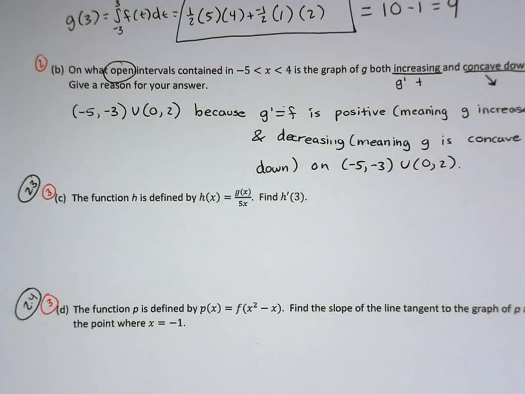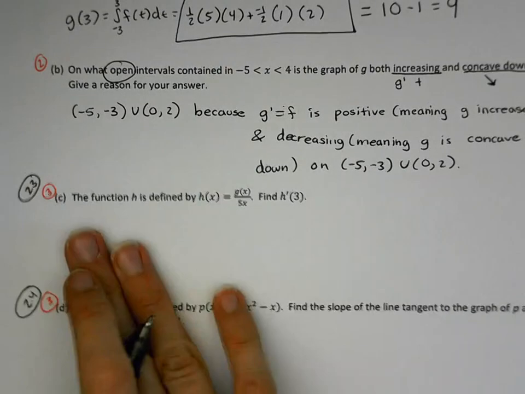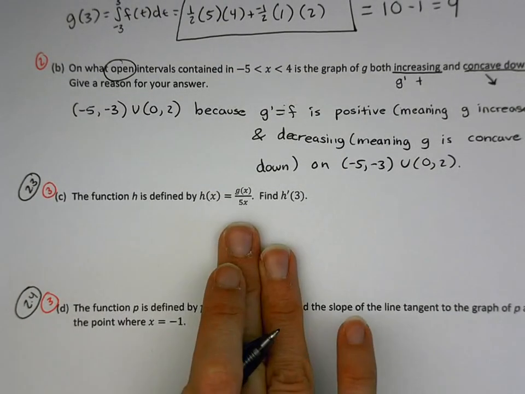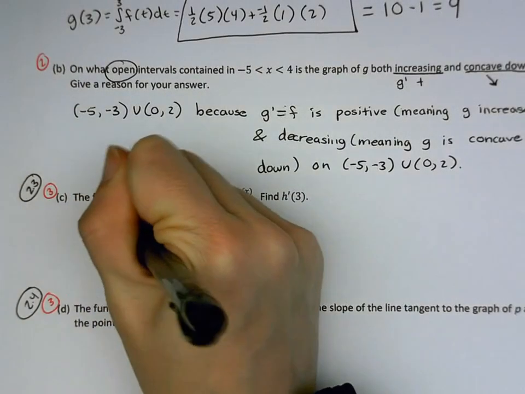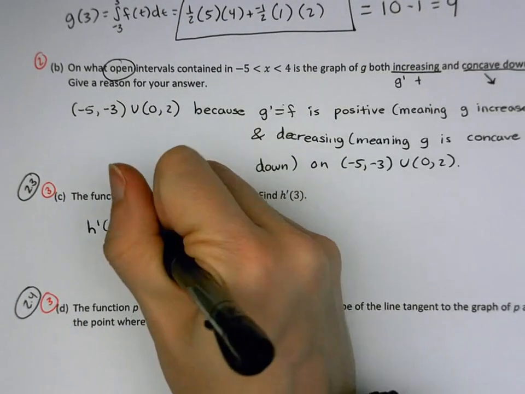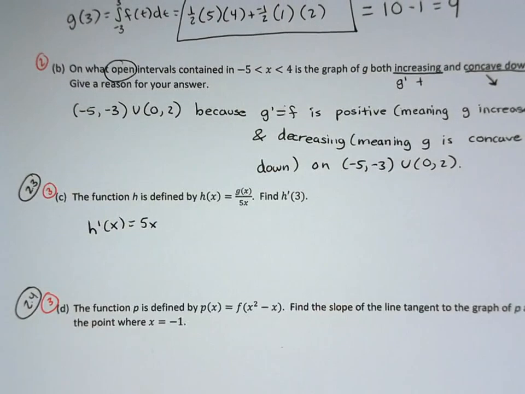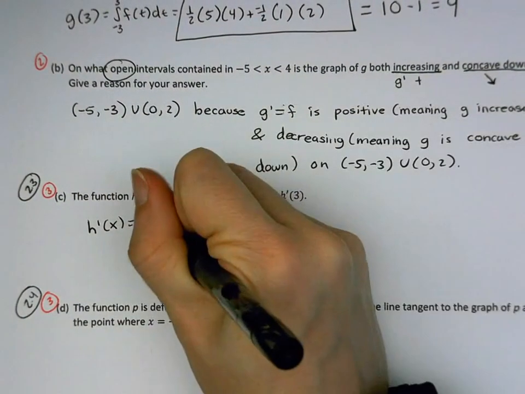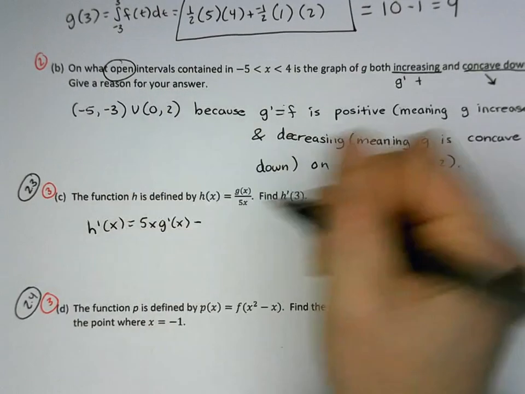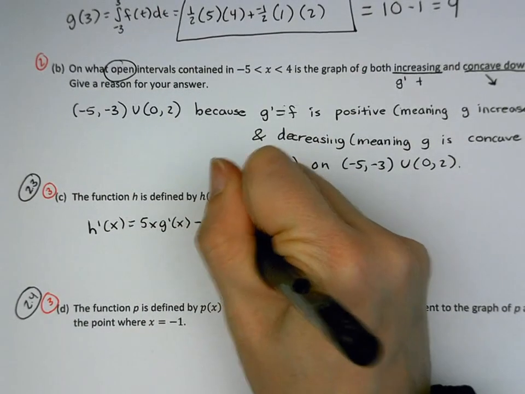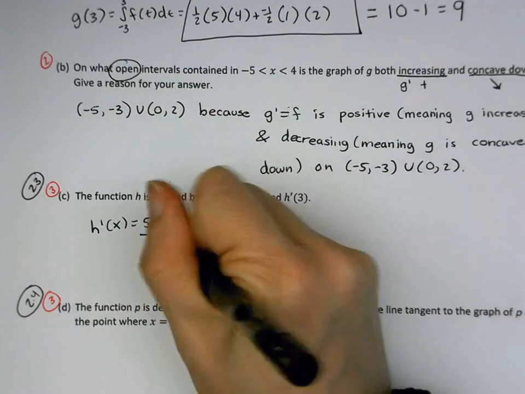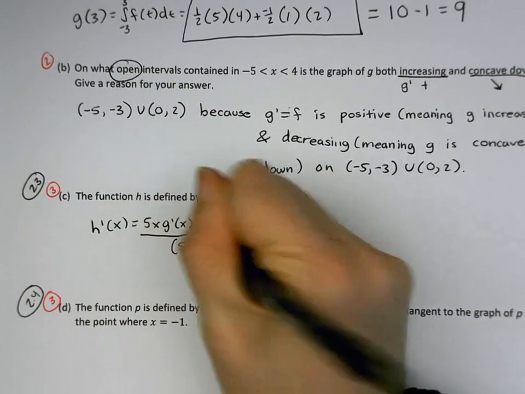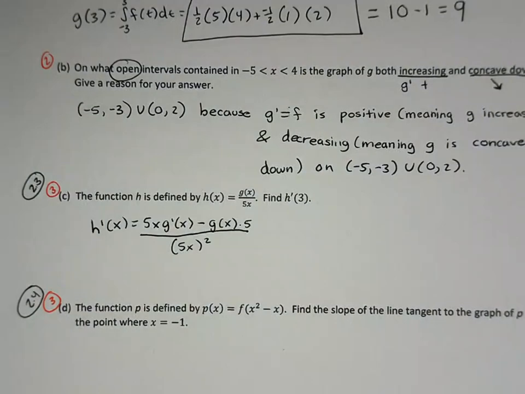Okay? So, C, the function h is defined by that. Find h prime of 3. Okay, so I need to take the derivative. This is quotient rule, so we have low, 5x, d high, g prime of x, minus high, g of x, d low, 5, all over low squared. And that's 2 points that you just earned just for taking the derivative.